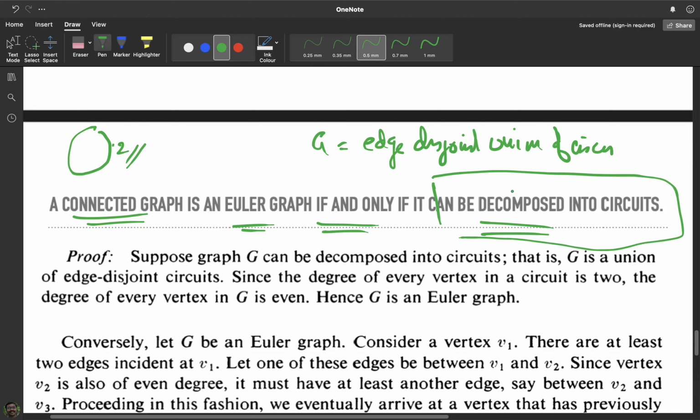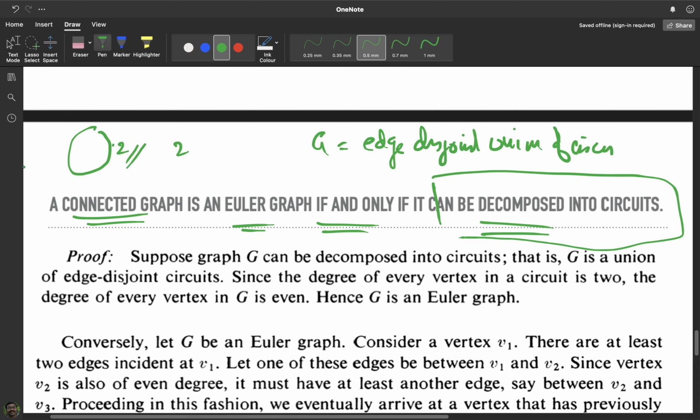Okay. Now the degree of every vertex in a circuit is 2. All the vertices are part of a circuit here, and this graph consists of only circuits, because it is an edge disjoint union of circuits. Okay, so there are no edges which are not part of a circuit. So all the edges are part of a circuit and all the vertices are part of a circuit. So that means the degree of every vertex should be even.